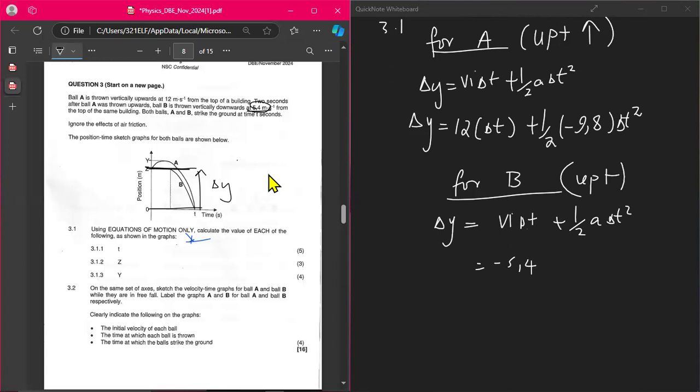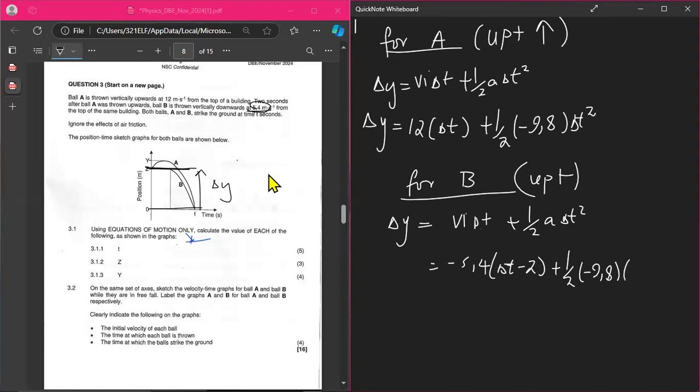They also told us that it was 2 seconds after ball A was thrown. So the time here is going to be delta t_A, what is it? Minus 2, and then all in brackets, plus 1 over 2. The acceleration is still going to be negative 9.8. And then our delta t is going to be delta t_A minus 2, and then all squared. That's going to be our delta y.